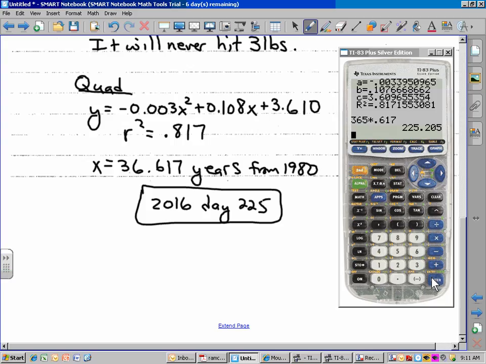Okay. And again, that quadratic model might actually be better because when we apply maybe a new law that says everybody has to recycle, there won't be as much waste. Okay? There's a lot of things that can change that. So that's it for this lesson. You guys should now be able to do your homework.